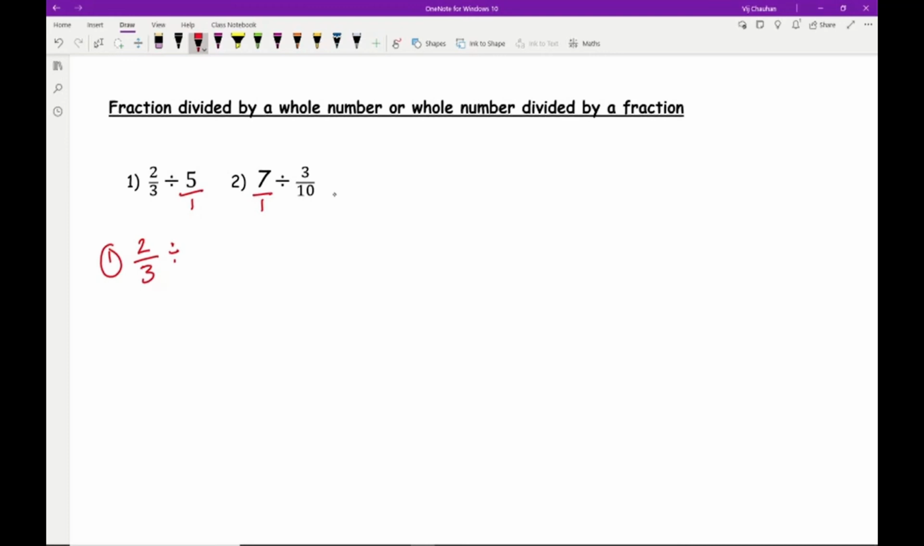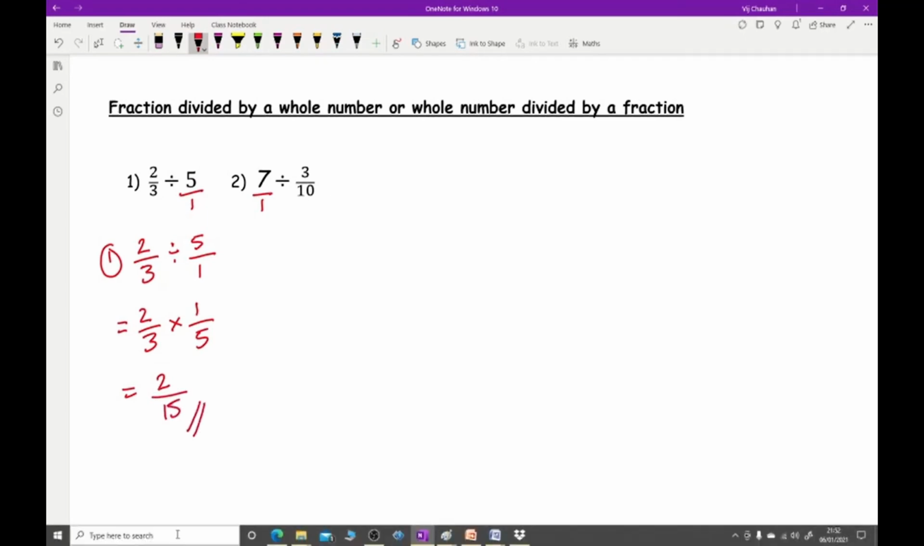So question 1, 2/3 divided by 5 is the same as 2/3 divided by 5 over 1. And then again, write the fraction as it is, flip the second fraction and turn it into a times. So 2 times 1 is 2, 3 times 5 is 15. Always check to see if it simplifies. No, it doesn't, so that there is my final answer.